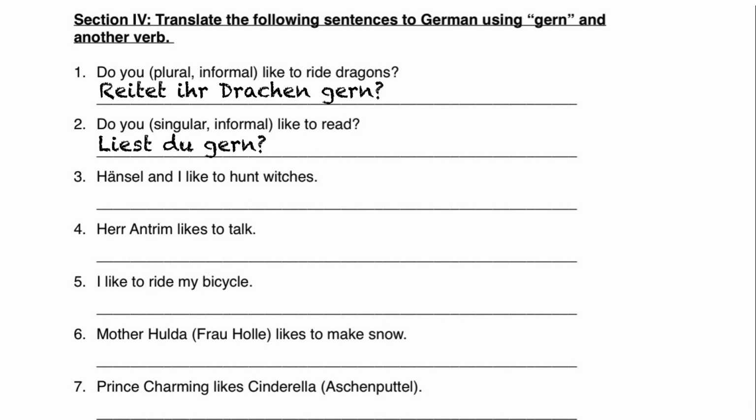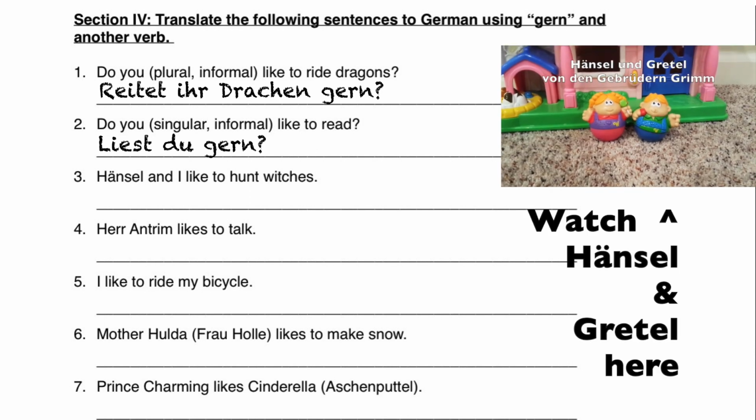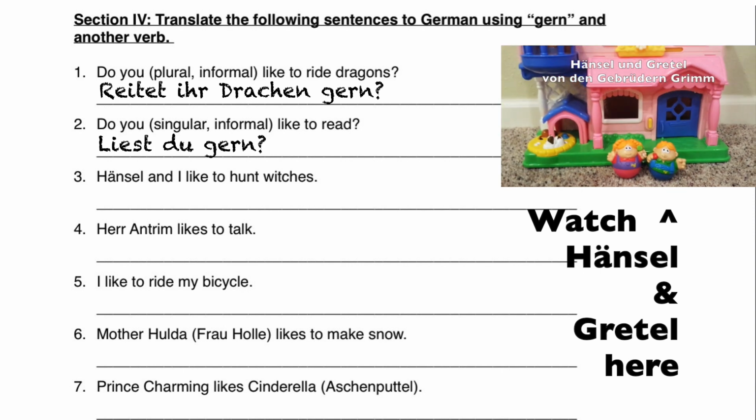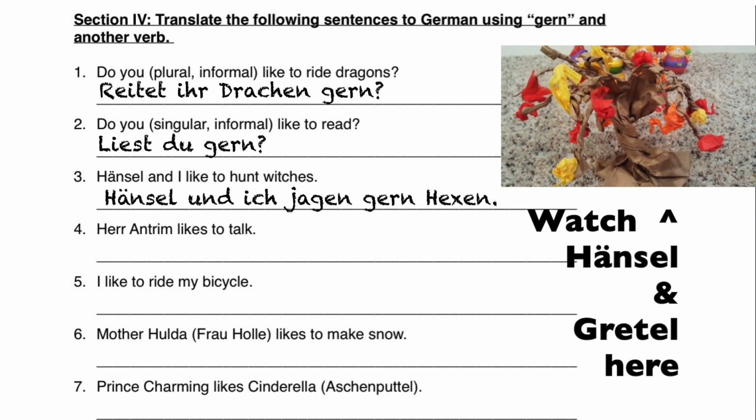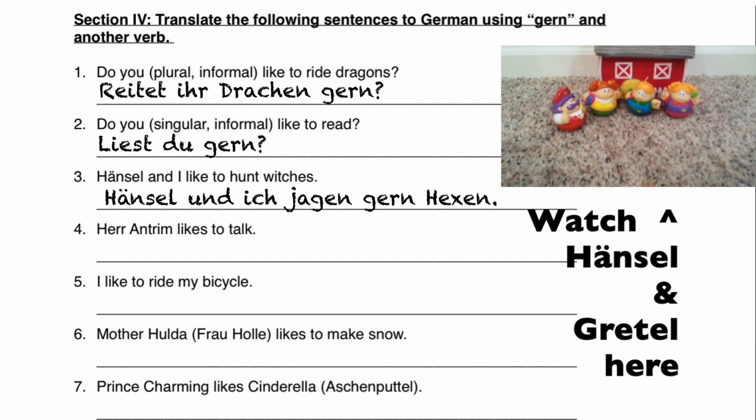Do you like to read? Hänsel and I like to hunt witches. The verb to hunt is jagen, so we would say Hänsel und ich jagen gern Hexen.